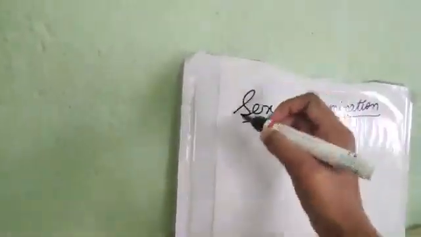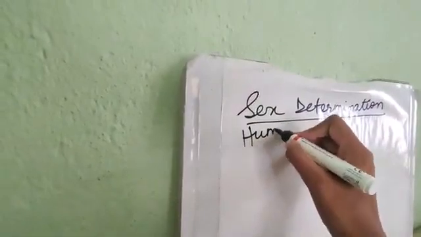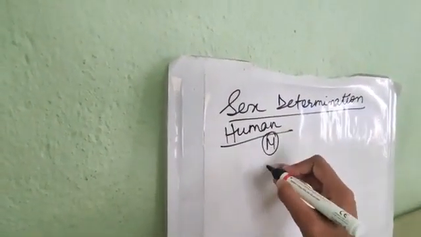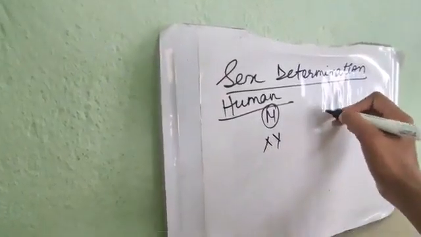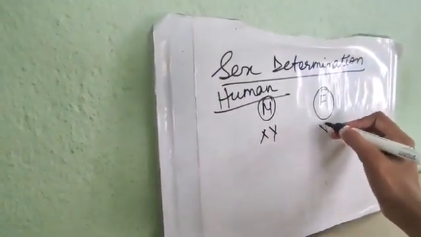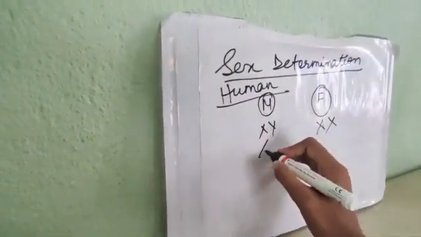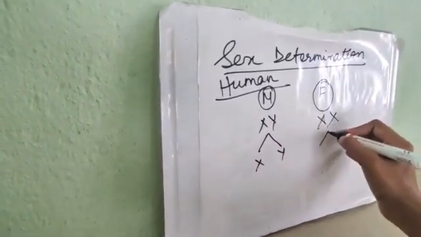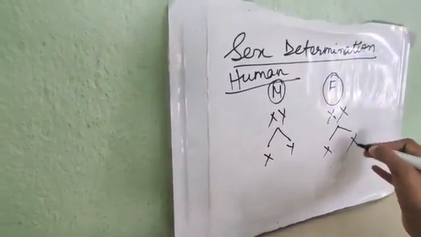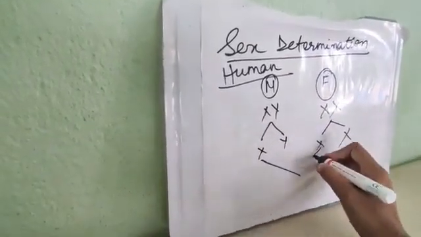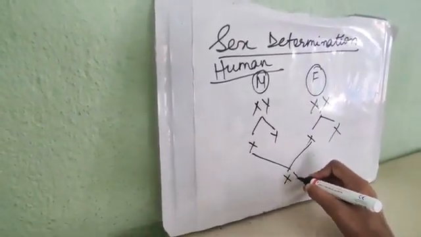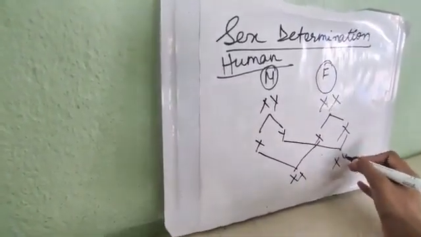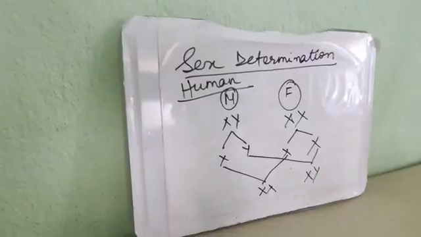See, in case of human, what happens? The male has the chromosomes XY and the female has the chromosomes XX. The gametes coming out from the male are X and Y, and from the female it is X and X. Now X and X combine to form a daughter, and X and Y combine to form a son. This happens in case of human.